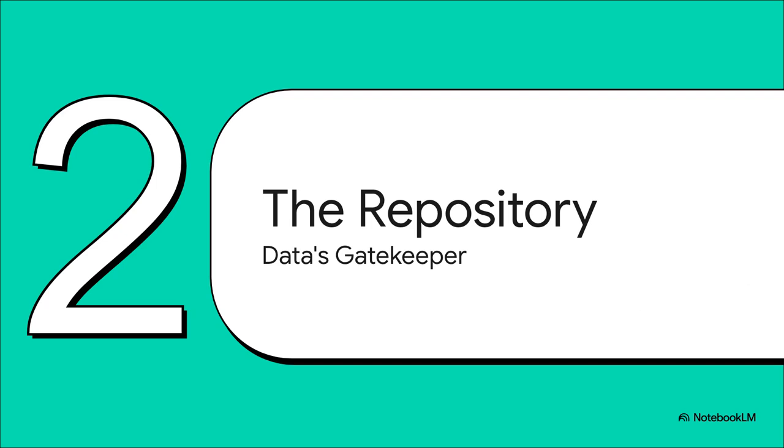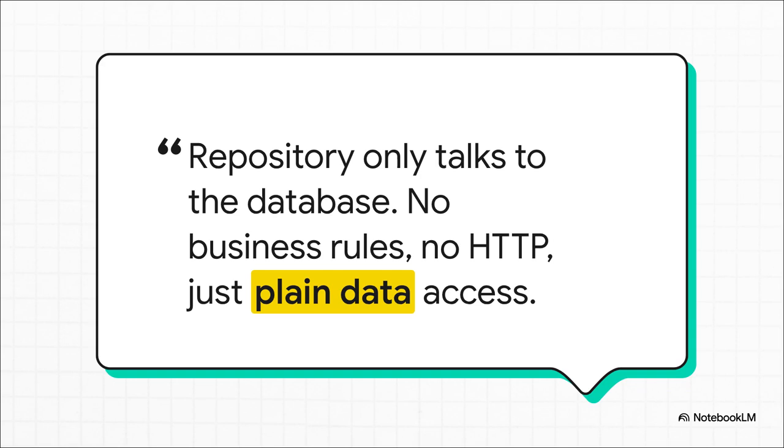Okay, let's jump into the code, and we're going to start from the bottom up with the layer closest to our data, the repository. I like to call this layer the data's gatekeeper. And this right here is the golden rule. The repository's world is super simple. It's only responsible for your basic CRUD operations. Create, read, update, delete. It has absolutely no idea why it's fetching data. It just knows how to get it.